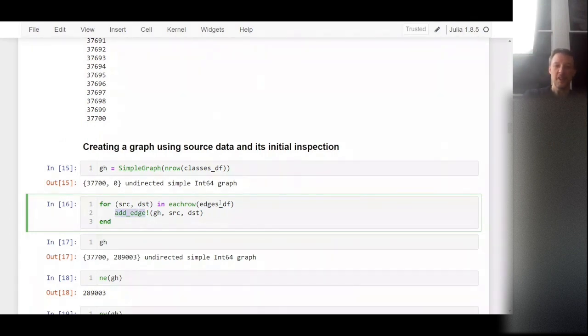And what I do is add to my graph this edge, whose one end is SRC and the other end is DST. So who can tell me why I have a bang here? Who remembers from earlier classes?